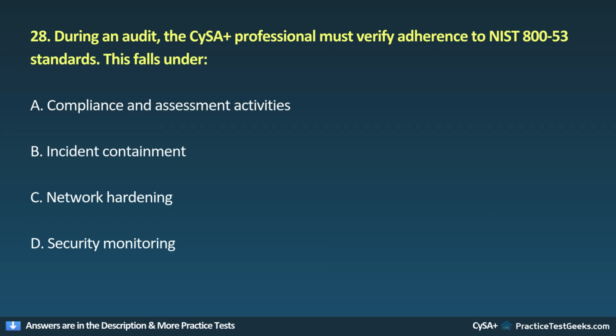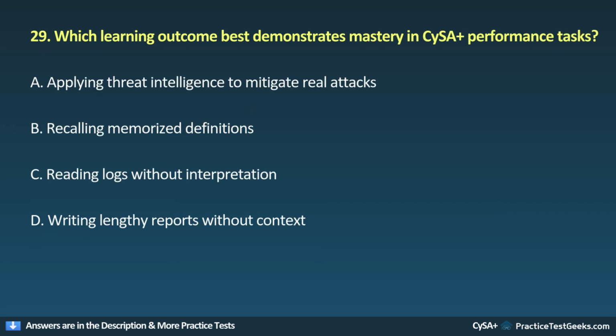B. Incident containment. C. Network hardening. D. Security monitoring. 29. Which learning outcome best demonstrates mastery in CySA Plus performance tasks? A. Applying threat intelligence to mitigate real attacks. B. Recalling memorized definitions. C.